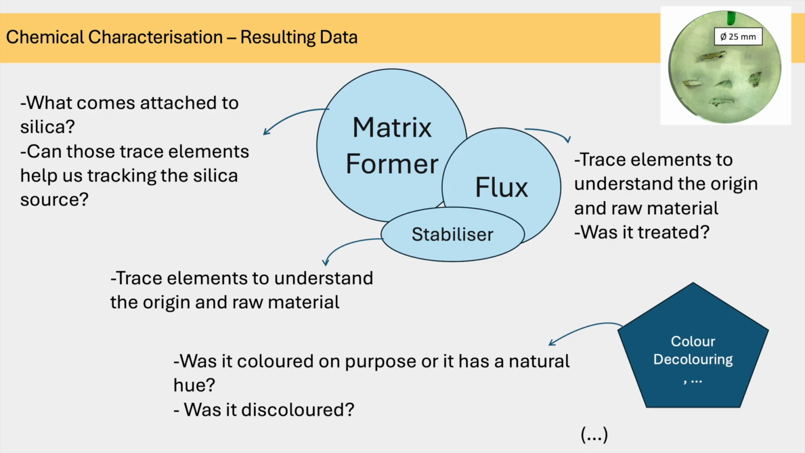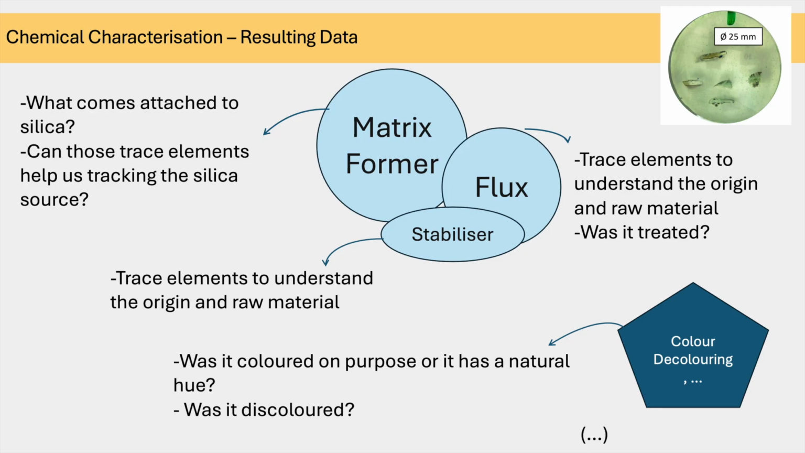So what do we obtain in the end? What we determine are the elements that we then transform into oxides that basically fit in the matrix former, the flux of the glass, and its stabilizer. These three main components will account for about 90% of the glass chemical composition. The remaining 10% will be divided into the coloring, decoloring, opacifying, fining agents, okay? And the rest into the trace elements that come attached with the raw materials.